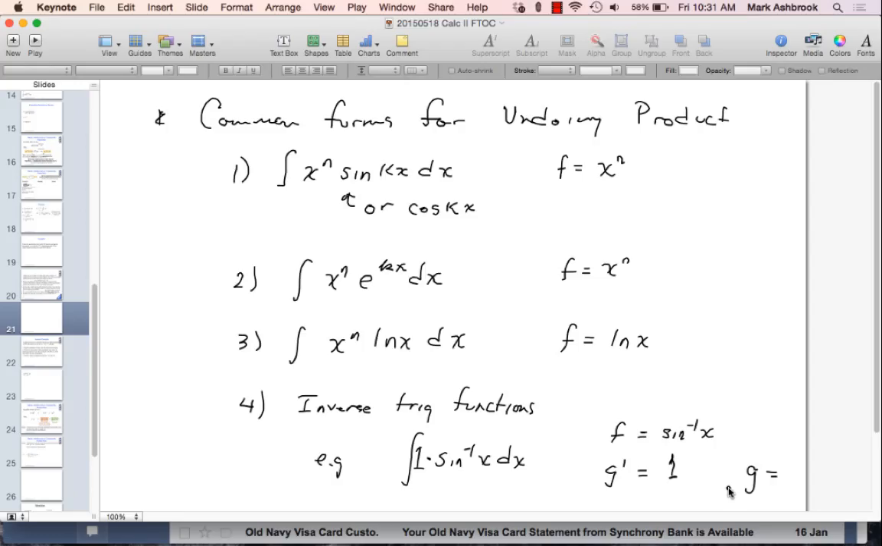We can take the derivative of sine inverse, f prime. Antiderivative of 1 is easy. That is x. And you're off to the races, and you can do it. Okay, so these are what you're on the lookout for when undoing the product rule, the most common forms.